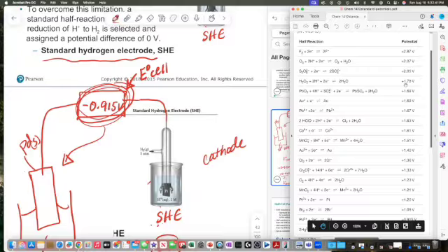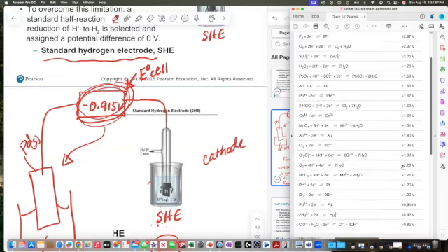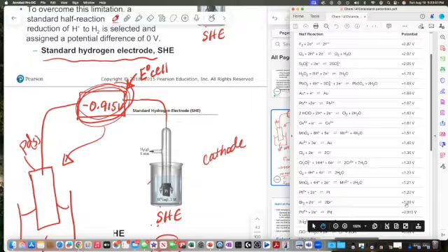I know I'm playing too much, y'all. I'm trying to make this interesting as much as I can. The more a half reaction wants to be reduced, the further up it is in the table. The one that doesn't want to be reduced as much is further down. So you can say here confidently, palladium wants to be reduced, but not as much as fluorine.